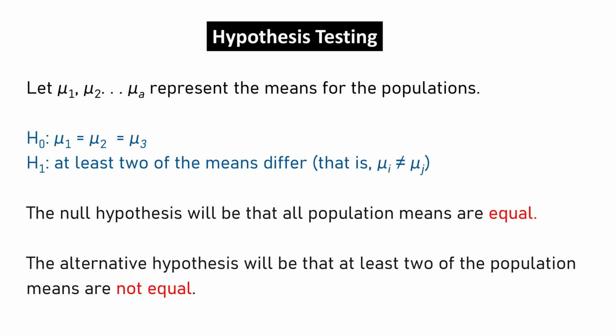Hypothesis testing in ANOVA determines if significant differences exist between group means, guiding research conclusions. The null hypothesis will be that all population means are equal. The alternative hypothesis will be that at least 2 of the population means are not equal.